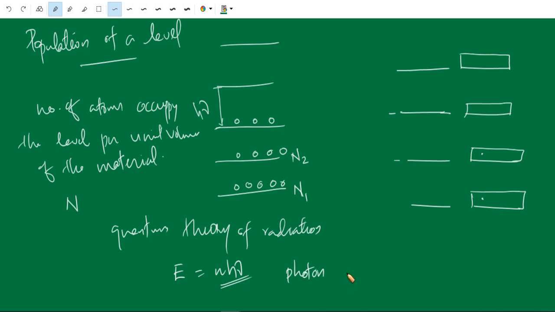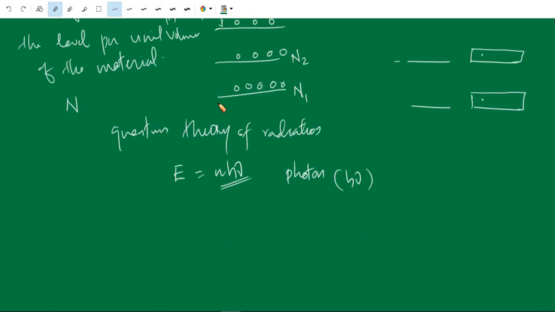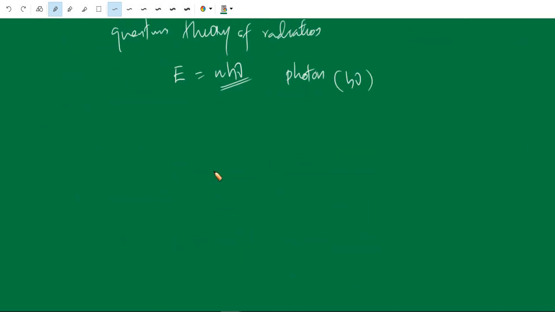One photon has energy h nu. As we said earlier, when an atom emits radiation, it emits a photon of energy h nu. Okay. So let us now consider two energy levels. A material has energy levels E1 and E2. We are just taking two energy levels for our convenience.